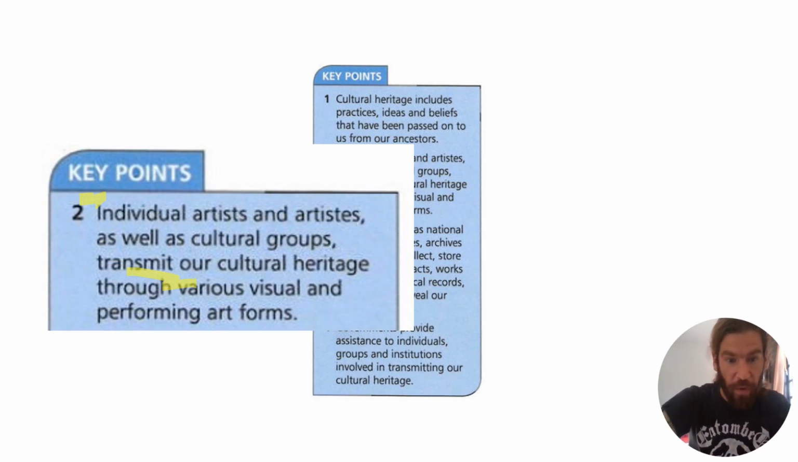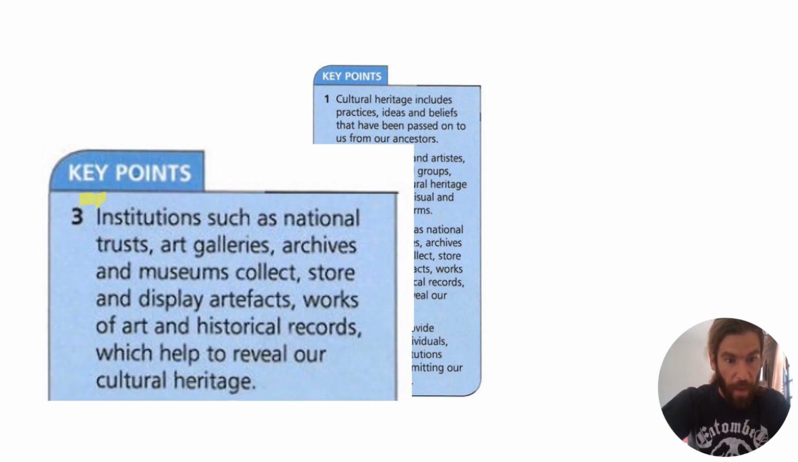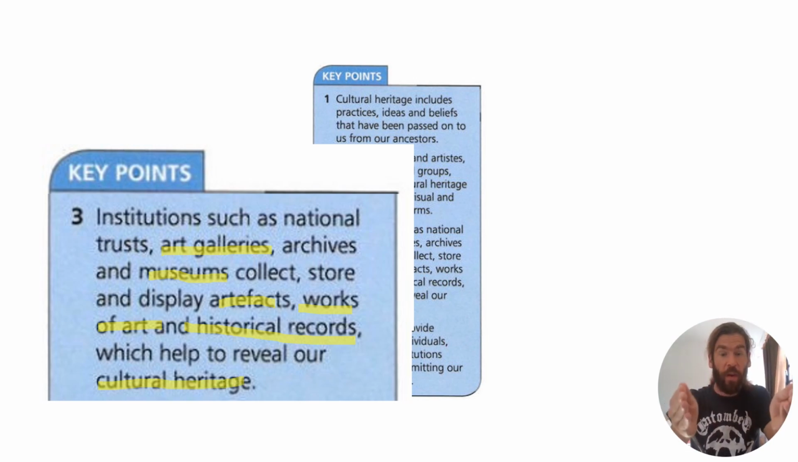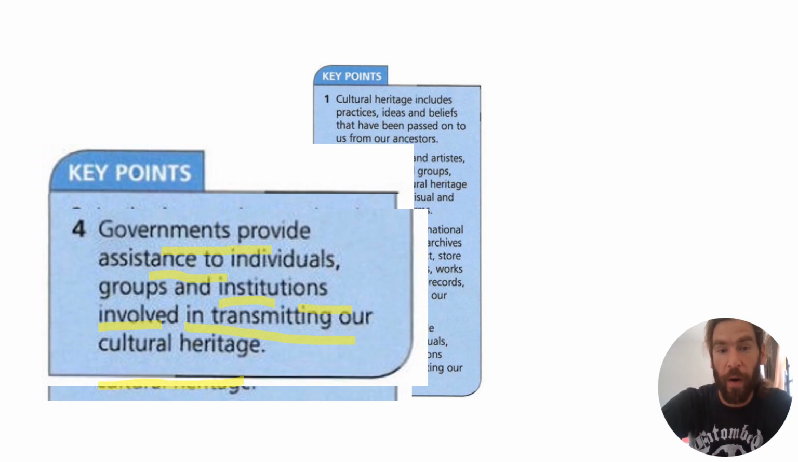Two, individual artists as well as cultural groups transmit our cultural heritage. And three, institutions such as national trusts, art galleries, archives, and museums collect, store, and display works of art and historical records which can help reveal and show our cultural heritage. So you can visit a national archive, you can visit a museum, and by doing this, you can see our cultural heritage for yourself. Its main goal is being open to us.